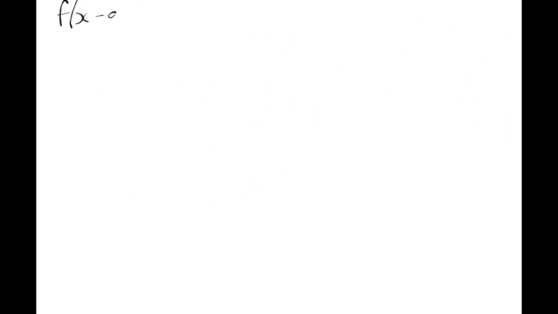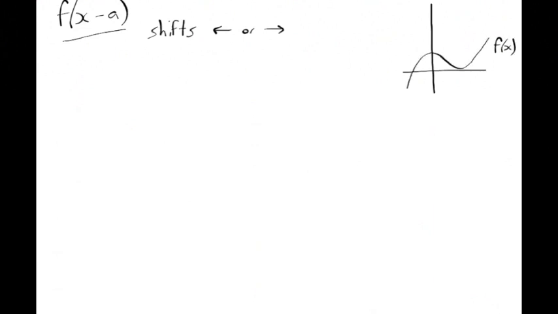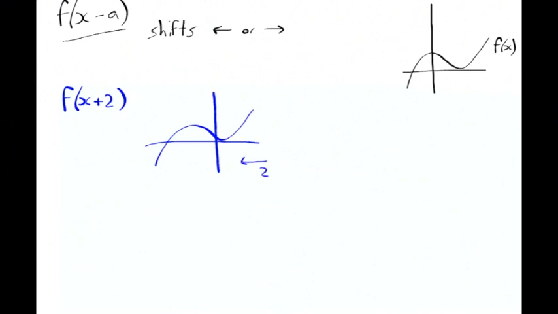We can also do f of x minus a, where the a is in the bracket. Now this will shift it left or right. So our f of x that we had before, if we do f of x plus 2, that'll shift it left 2. So if it's plus, it goes left. If it's minus, it goes right. You're messing with the x, you do the opposite of what you think you should do, because you're trying to find the solution in the bracket.